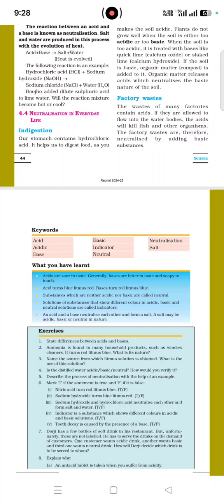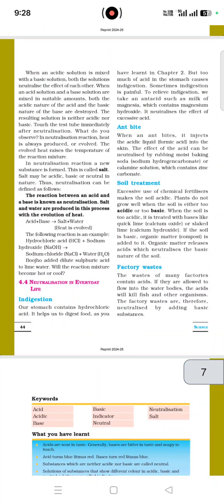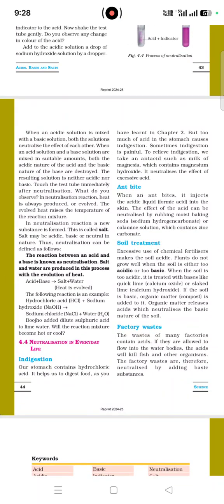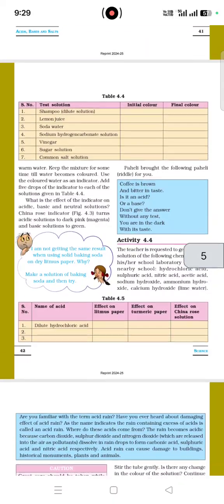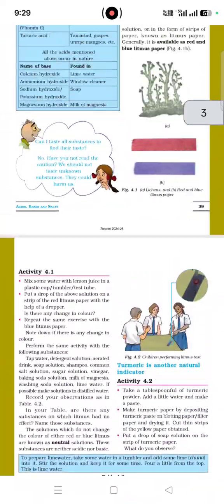So this was all we discussed, and there is an important equation: an acid reacting with a base will produce salt plus water and some amount of heat. This process is called a neutralization reaction, and it is used in our daily life, for treating acidity, for treating ant bites, for soil treatment, and for treatment of factory waste. So this was about today's chapter. We discussed it completely.